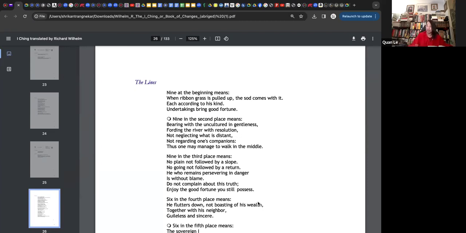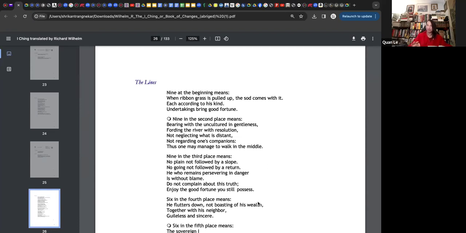Nine, again, which is a yang line, a whole line, in the second place means: bearing with the unconscious in gentleness, fording the river with resolution, not neglecting what is distant, not regarding one's companions. Thus, one may manage to walk in the middle. Okay, so here it's very interesting. One may manage to walk in the middle.